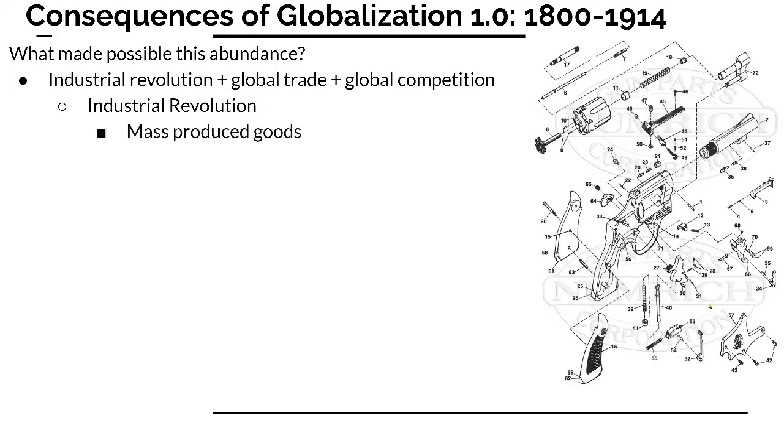The Industrial Revolution was centered on mass-produced goods. Lots of people would argue there have been several industrial revolutions, depending on how you call it. This might be Industrial Revolution 1.0 or 2.0. Mass-produced goods were themselves made possible by interchangeable parts.